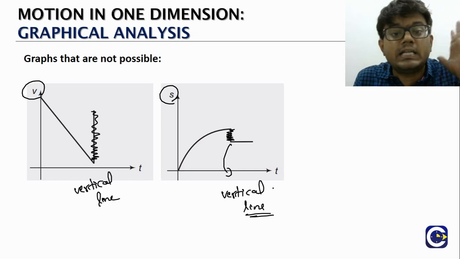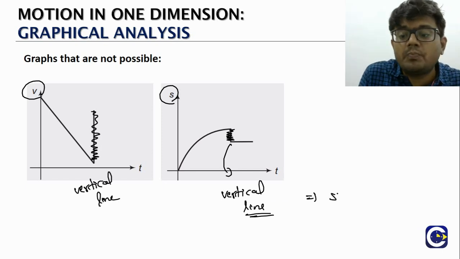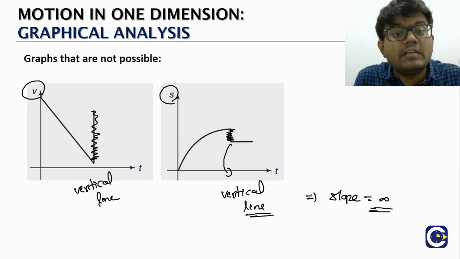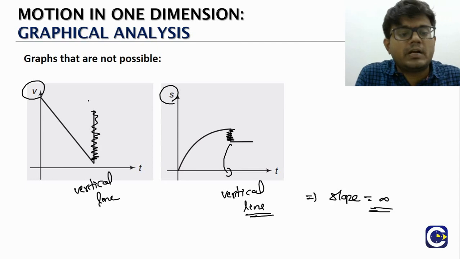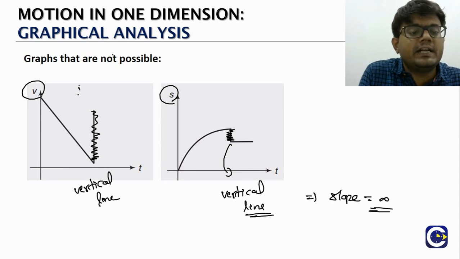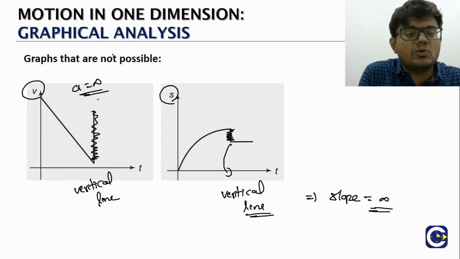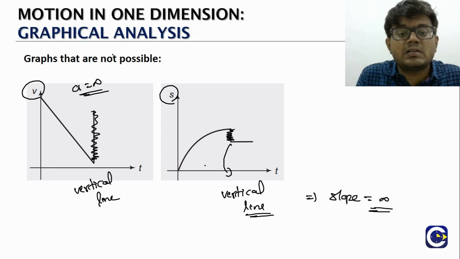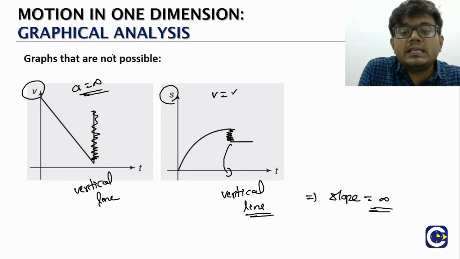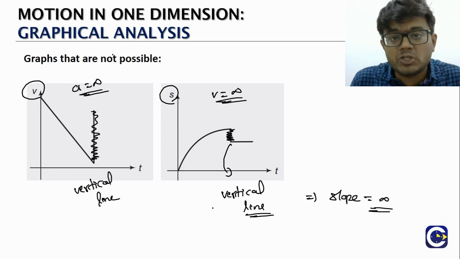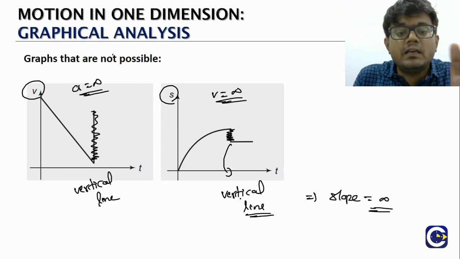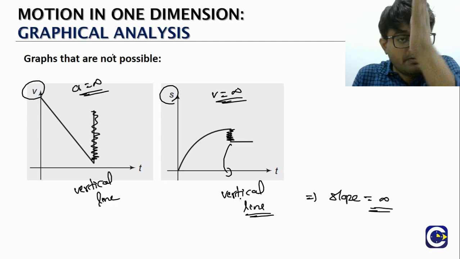Now when it is a vertical line, what is the slope of the vertical line? We have talked about it, right? Slope of the vertical line will be infinity. So if you say that this graph is possible, you are telling that acceleration is infinity, because slope of the velocity time graph is acceleration. If you say that this graph is possible, then you are telling me that velocity is infinity. So can we have acceleration infinity, velocity infinity? Not possible, right? That is the reason why if you have a velocity time graph, it cannot be vertical.